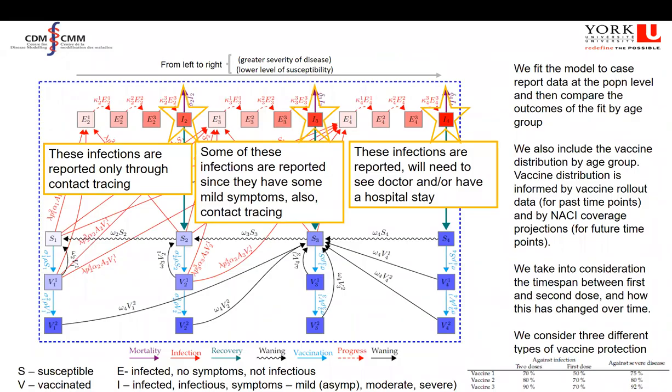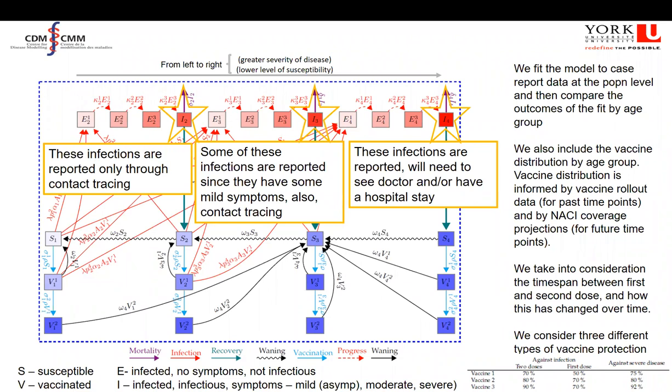Okay, so I said before that our mild infections, we're going to assume that these infections are reported only through contact tracing, or say if they're going to go visit grandma. The moderate infections, some of these infections are reported since they have some mild symptoms, but they'll also be contact traced. And then the severe infections, we assume that they will all go to the doctor and some fraction of them will go to hospital.